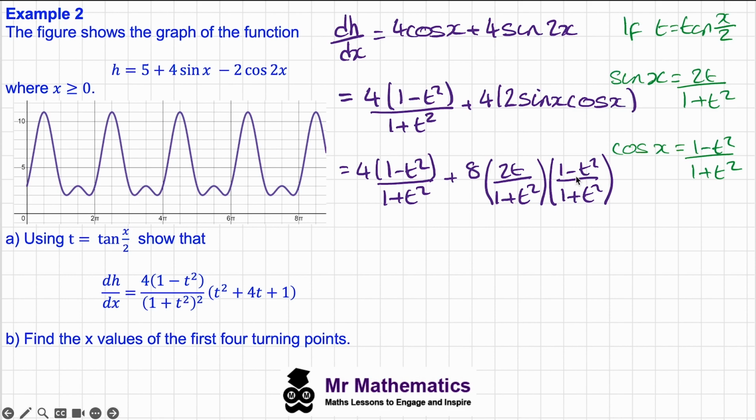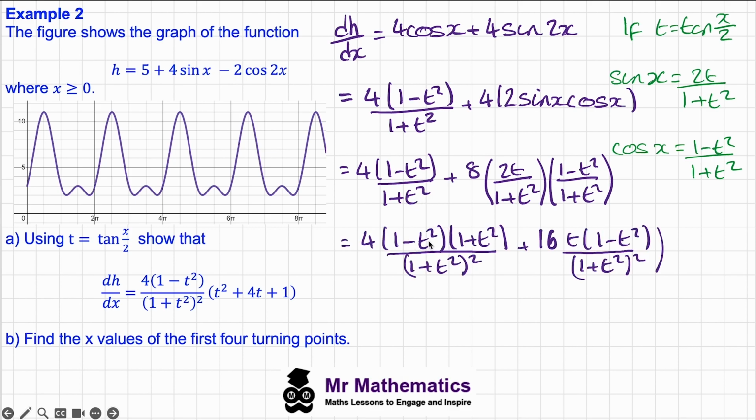Now at this point, you can notice in our question we have the denominator of 1 plus t squared, all squared. Well, we get that from these two terms, but we need to multiply this fraction by another 1 plus t squared. So if we multiply it by the numerator and denominator, these two will effectively cancel, so we get back to here. But now we can factor out the 1 plus t squared all squared.